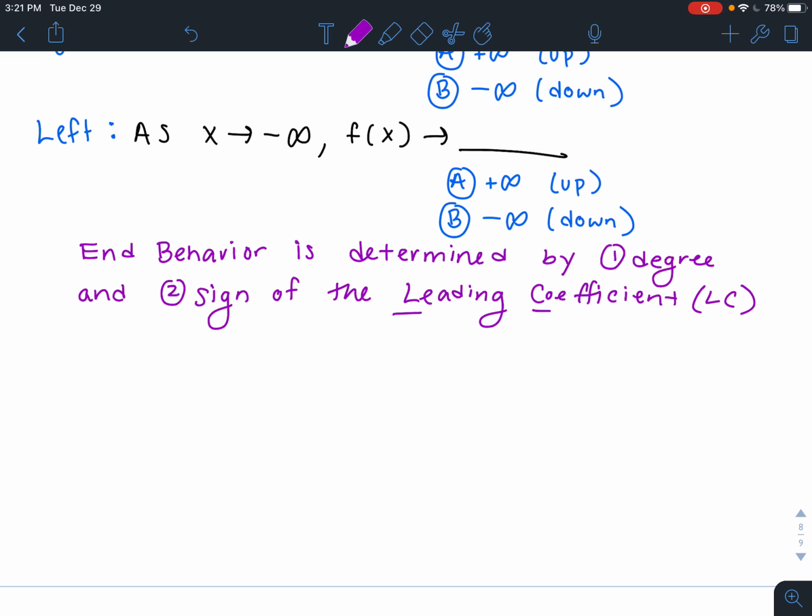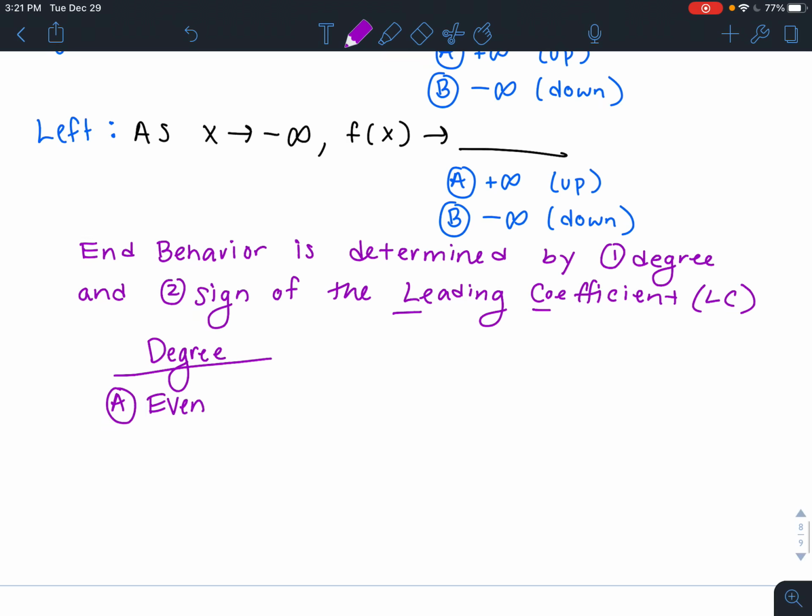Which I abbreviate as LC. So the two things that you need to look at, the degree and the leading coefficient, really break down into two camps. So for your degree, you can be even or odd.